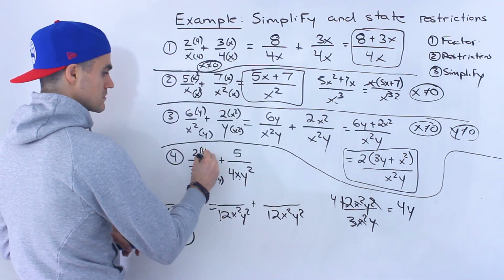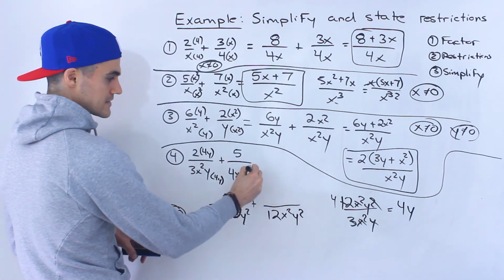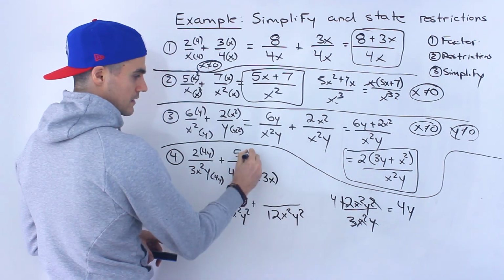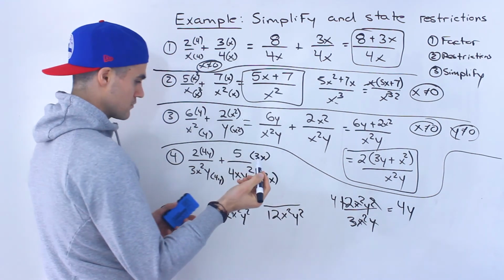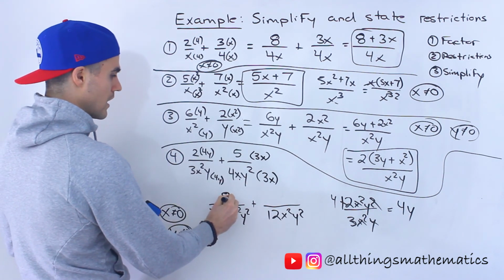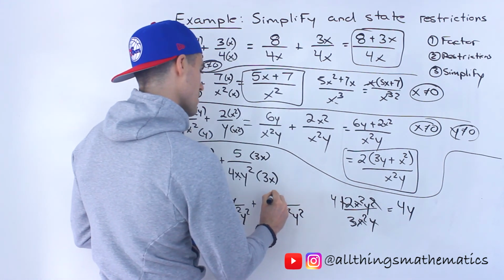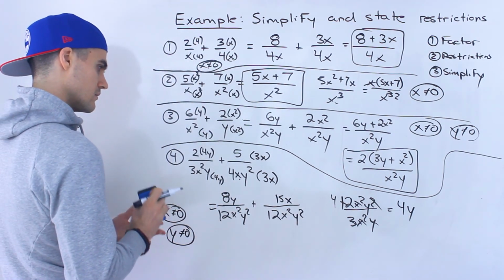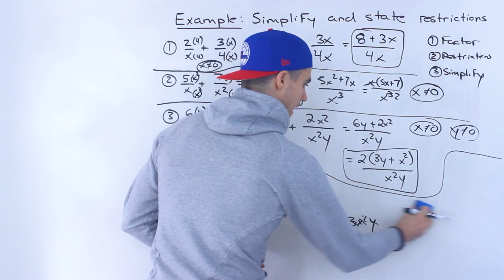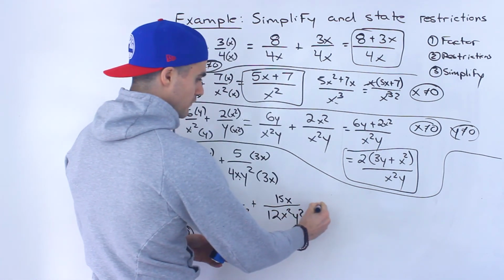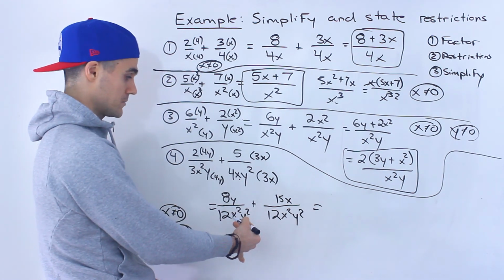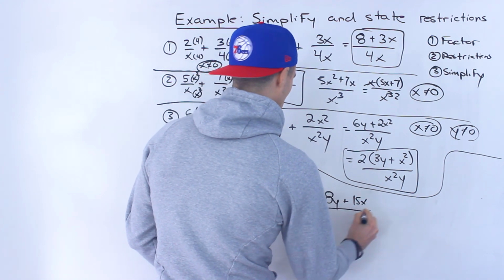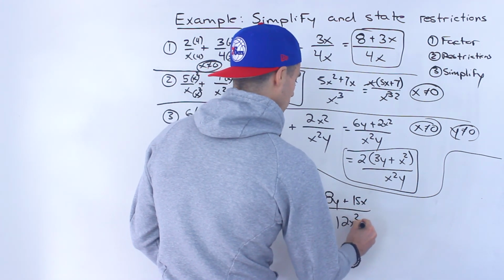So we got to multiply this by 4y. Got to multiply this by 4y. Then if we apply that same process, we got to multiply this by 3x to get this. Meaning we got to multiply the top by 3x as well. So this would be 8y plus 15x, like that. And then we can combine these into one fraction because now we have that common denominator. So this would be 8y plus 15x over 12x squared y squared.